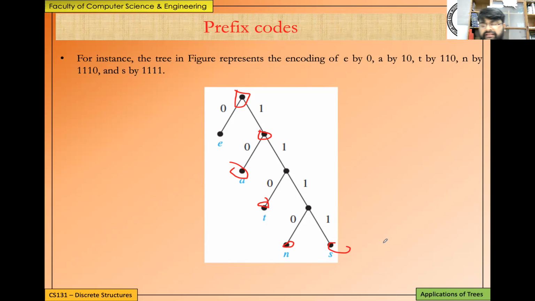And in this case, E is the most frequently occurring letter, followed by maybe A and then by T. So we are sure that we are going to save a lot of space by encoding using these prefix codes.